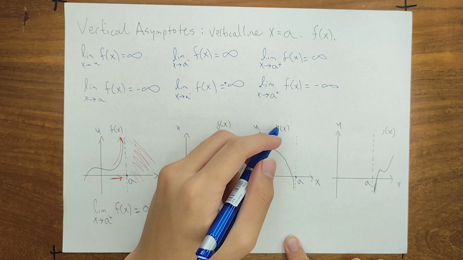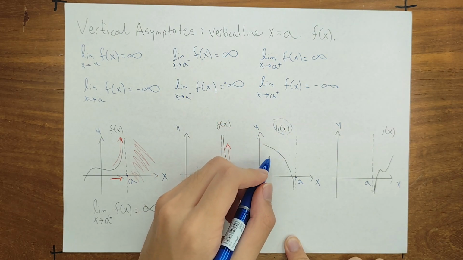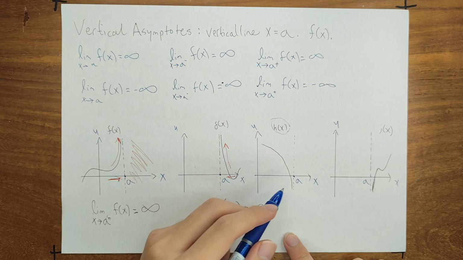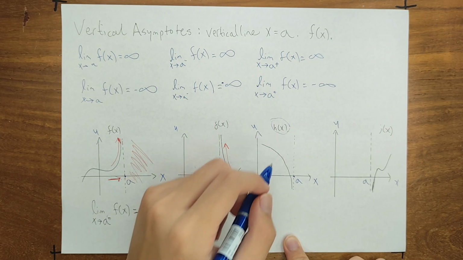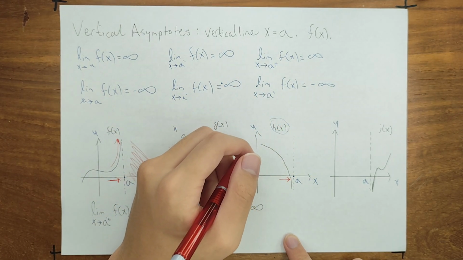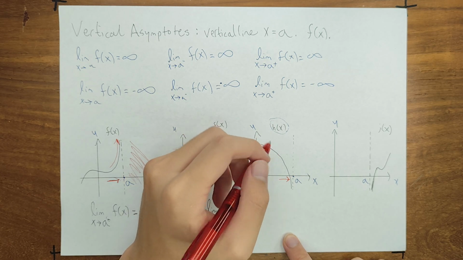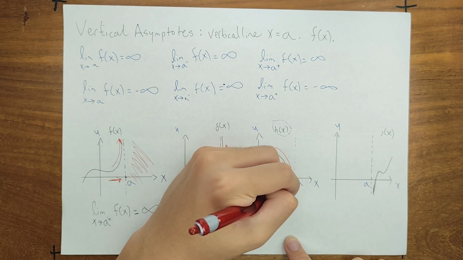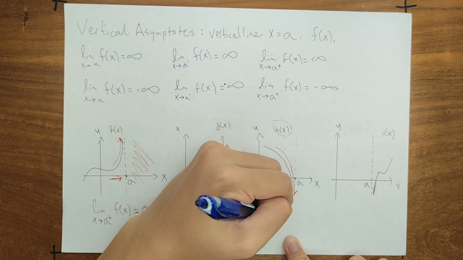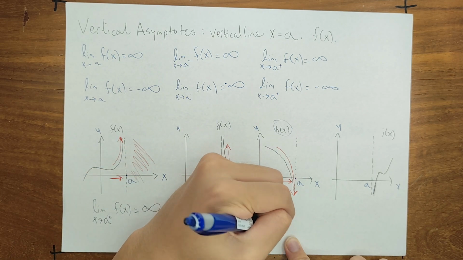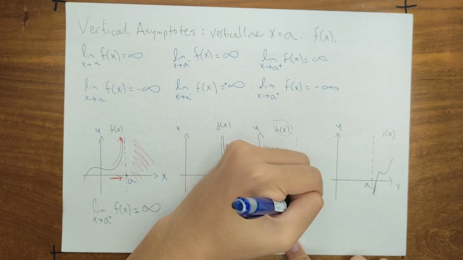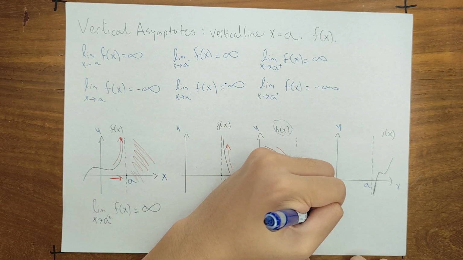Here we have a function h(x). x is approaching a from the left. The function is getting smaller, approaching negative infinity. So we can write the limit as x approaches a from the left, h(x) is approaching negative infinity.